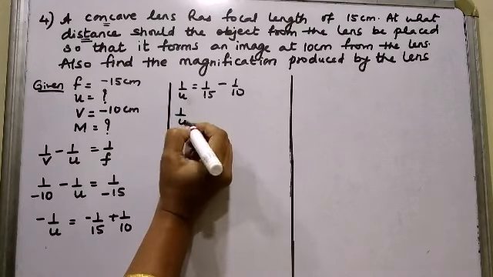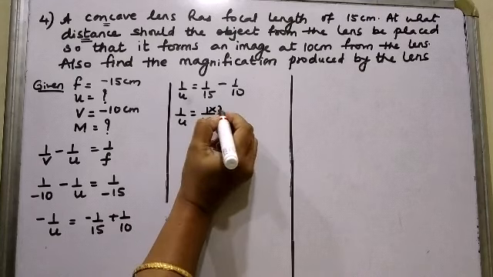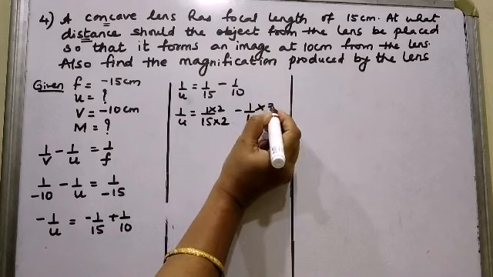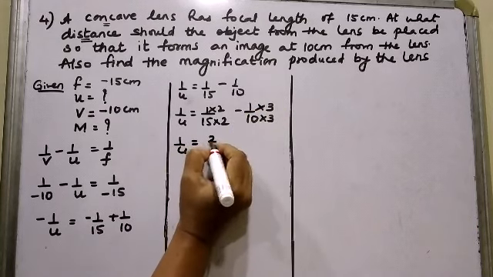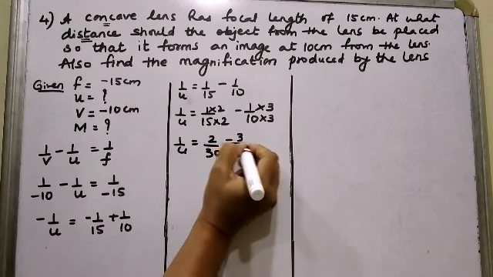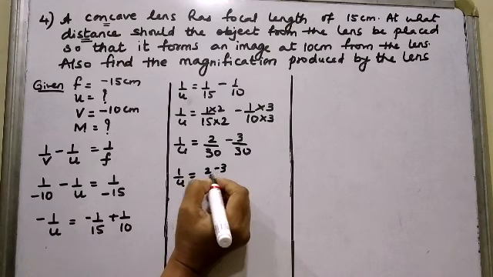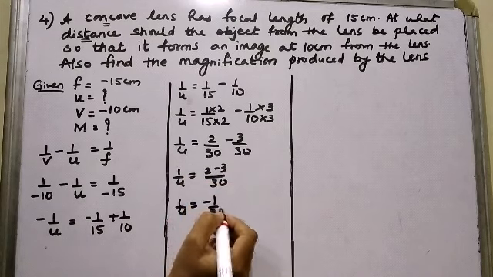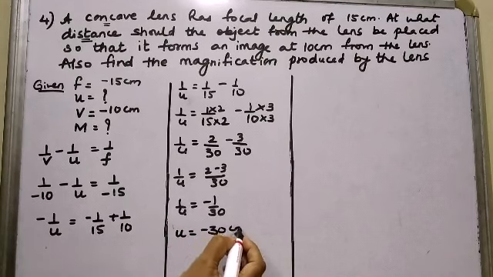So 1 upon u is equal to 1 upon 15, and the LCM is 30, so 15 into 2 is 30, minus 1 upon 10, 10 3s are 30, so we also multiply by 3. Now 1 upon u is equal to 2 upon 30 minus 3 upon 30. So 1 upon u will be equal to 2 minus 3 upon 30. So 1 upon u is equal to minus 1 upon 30. Take the invertendo, u is equal to minus 30 centimeters.